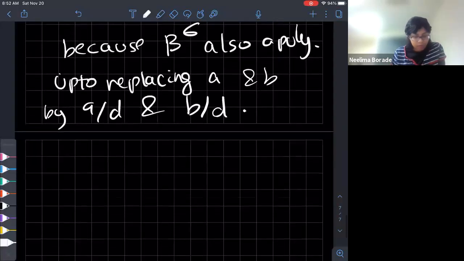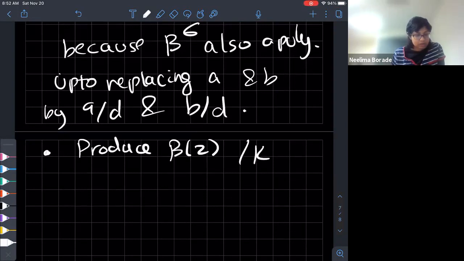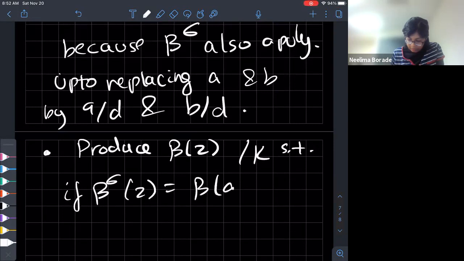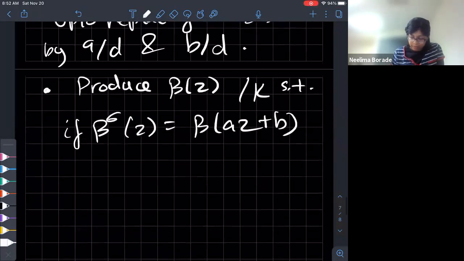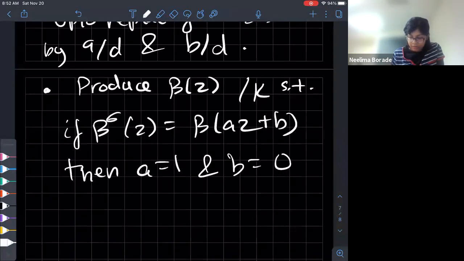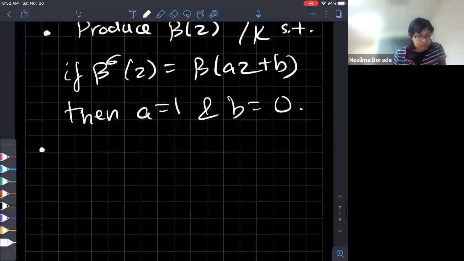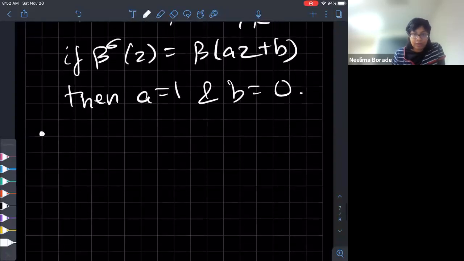And so what we'll do is reduce a polynomial beta z over k such that if beta sigma is beta of az plus b, now that c and d are dealt with, then a must be 1 and b must be 0. Okay, so let's do this explicit construction.